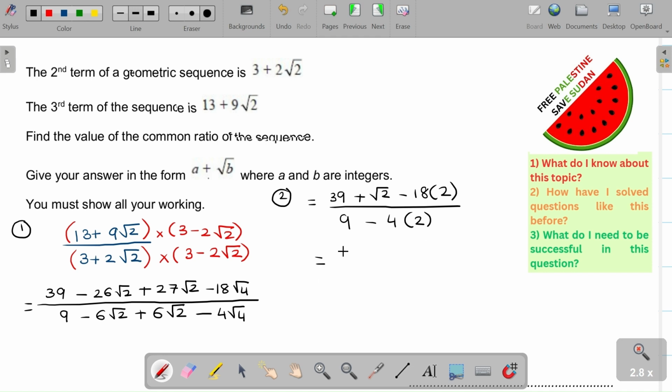Okay, so I'll have 39 plus root 2 minus 36 over 9 minus 8. And then 39 minus 36 will give me 3 plus square root 2. 9 minus 8 is 1, which gives me 3 plus root 2. So the value of A is going to be 3, and the value of B is going to be 2.